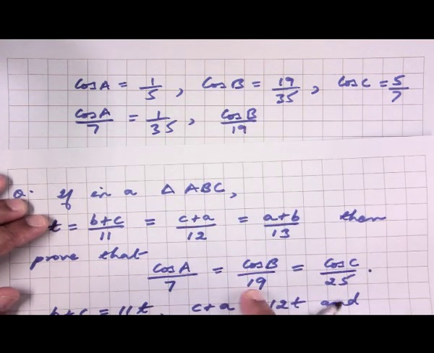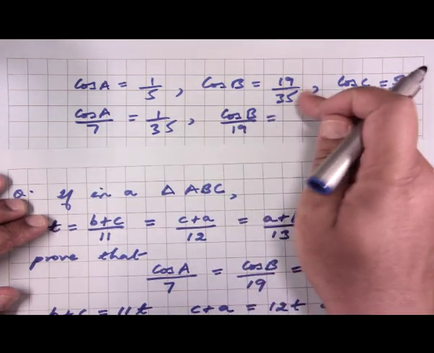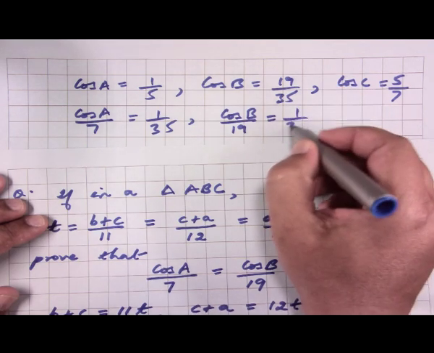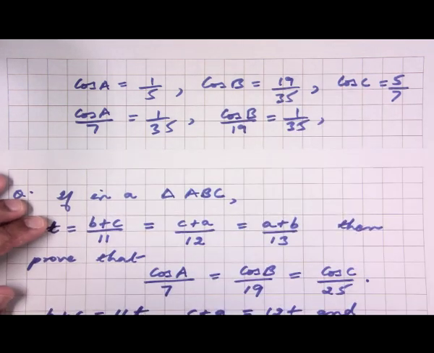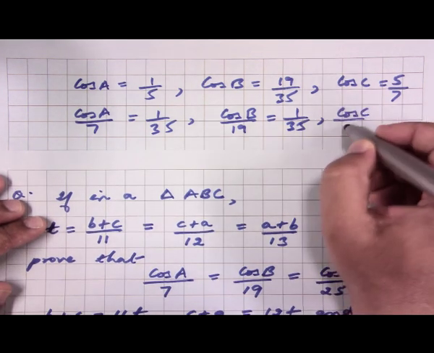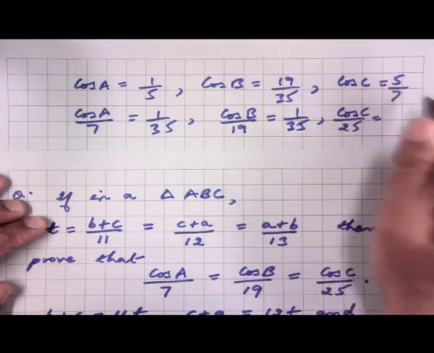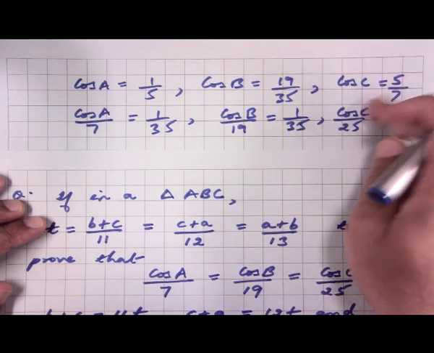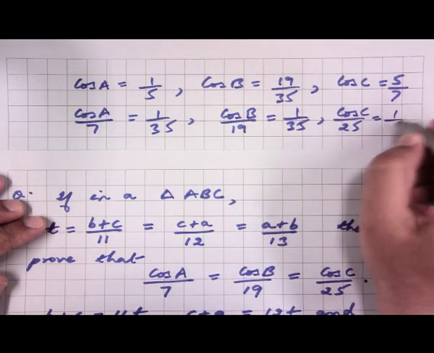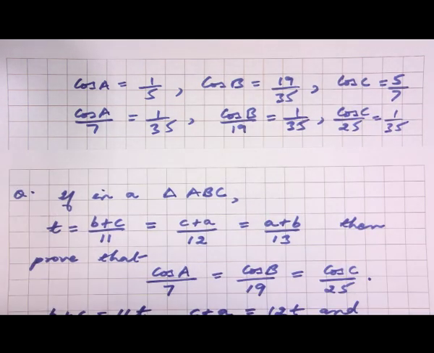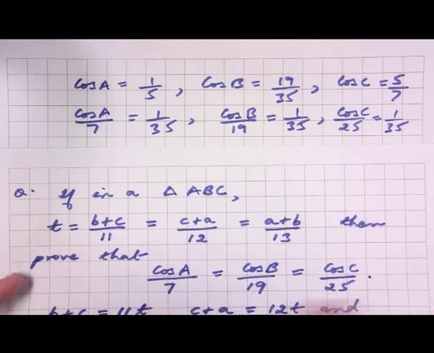cos B by 19 from here is also 1 by 35, and cos C by 25, from here we use 5 by 7 here, it is also 1 by 35. So, that finishes the proof.